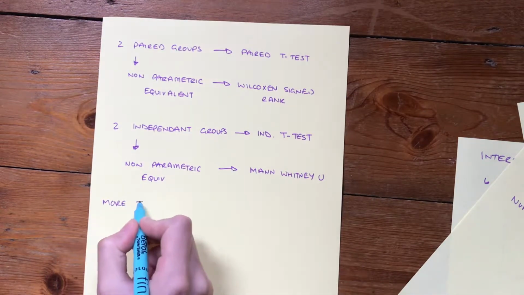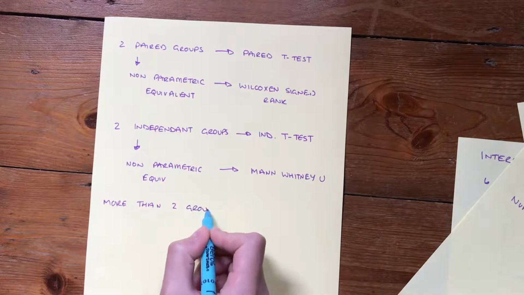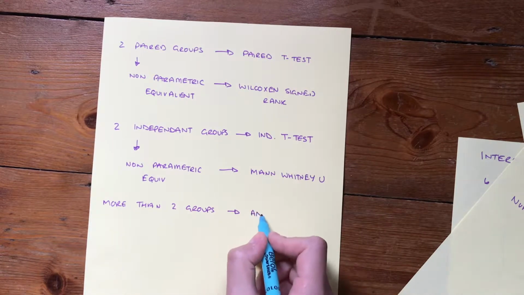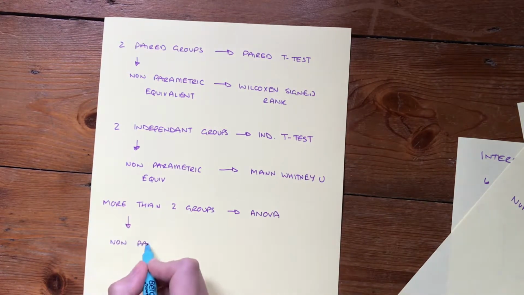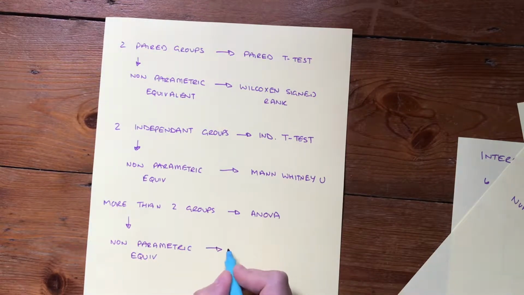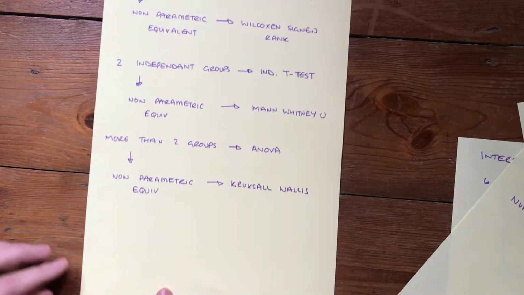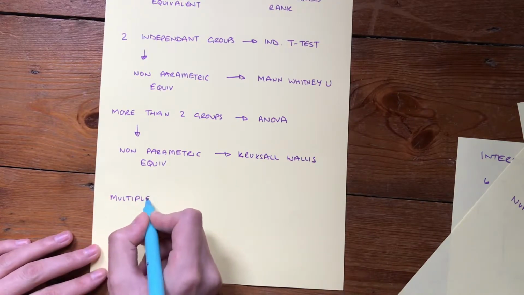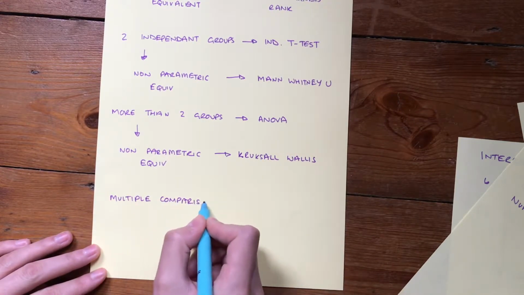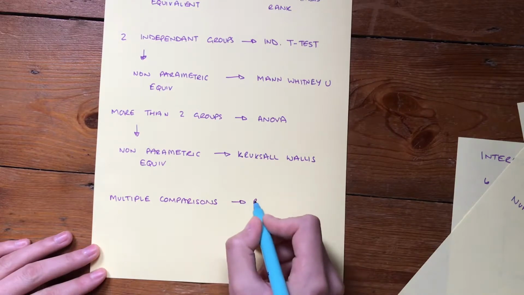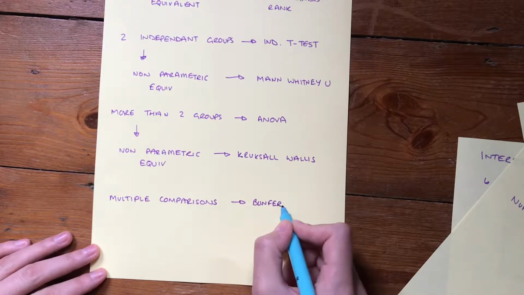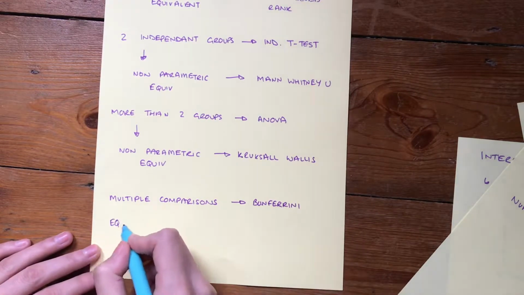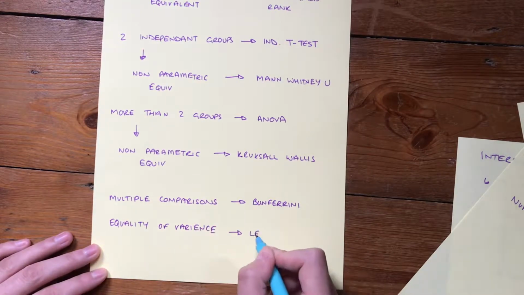If you have more than two groups, so 3+, you'd use the ANOVA test. The non-parametric equivalent to this is the Kruskal-Wallis test. If you want to make multiple comparisons, so if you want to compare group A to group B and C, then group B to group A and C, for example, you'd use the Bonferroni test. Finally, to assess equality of variance, you would use Levene's test.